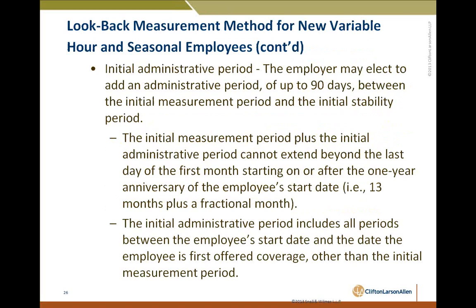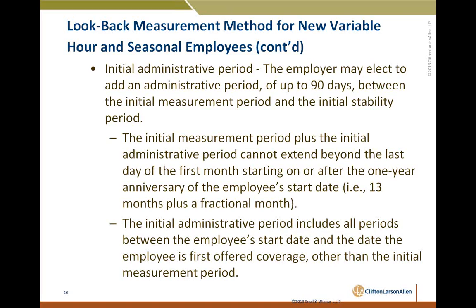Then, once you do that measurement period, you can have the initial administrative period to enroll them if they're considered full-time. But the initial measurement period plus the administrative period cannot exceed 13 months. So you have to offer coverage the first month starting on or after their one-year anniversary of their start date. So just keep in mind, for those that you don't know if they're going to be full-time and you think they're going to have variable hours, you can put them in your initial measurement period. You don't have to offer them coverage within the 90 days.